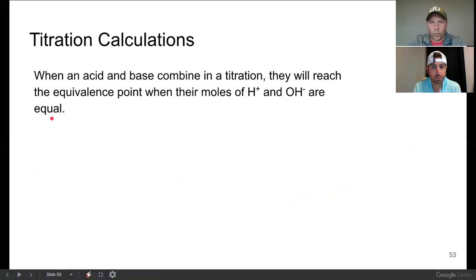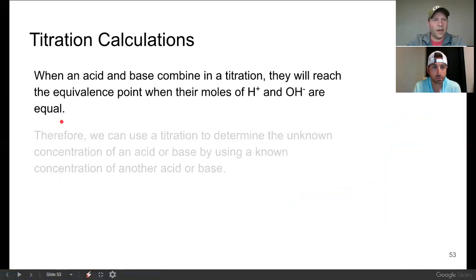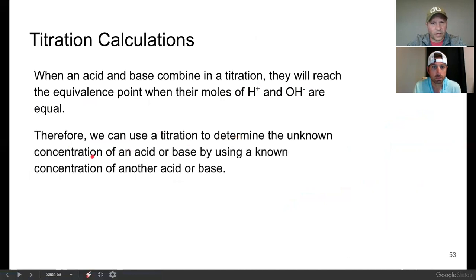So all we got to do is find out when their moles are equal, and we're good to go. Therefore, we can use the titration to determine the unknown concentration of an acid or base by using a known concentration of an acid or base. So we got to know the concentration of an acid if we're going to find the concentration of an unknown base, or we got to know the base to find the concentration of an unknown acid, right?